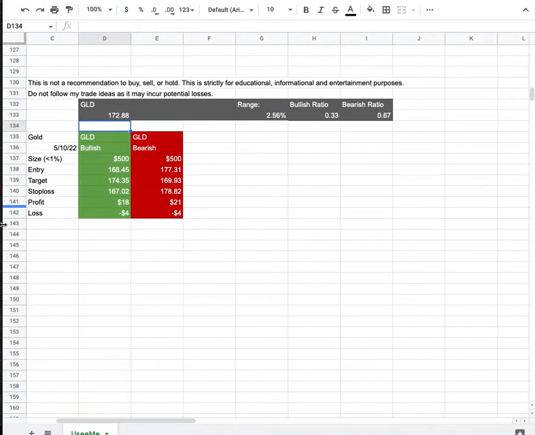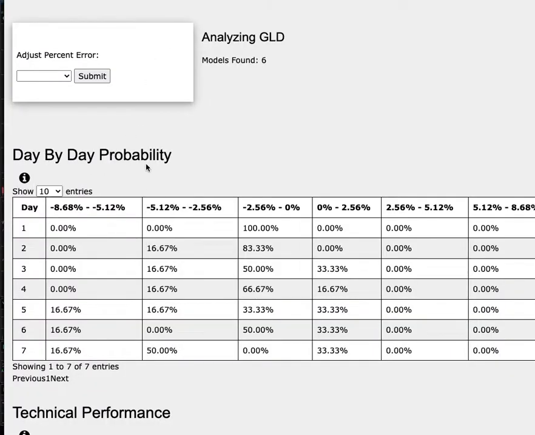It all comes from the day-by-day probability model, and we're examining GLD. As we progress to the 5th day of trading, GLD, or gold futures, has a 33% chance to climb between 0 to 3%. To the downside, it has a 33% chance to fall between 0 to negative 3%, a 17% chance to fall between negative 3 to negative 5%, and a 17% chance to fall between negative 5 to negative 9%.